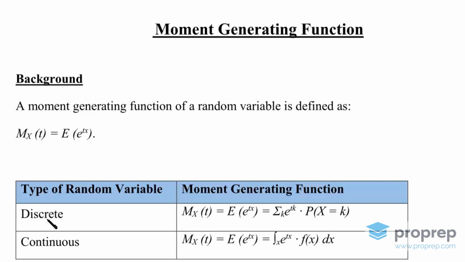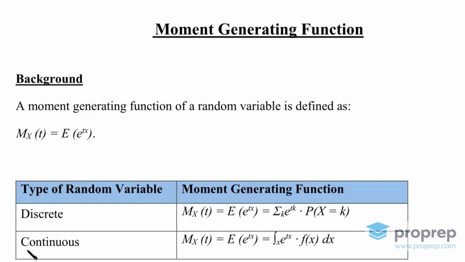Now, if we're dealing with discrete random variables, then the moment-generating function equals the expectation, as we said, of e to the power of tX, and that equals the sum over all k, where X equals k, of e to the power of tk times the probability of X equaling k.